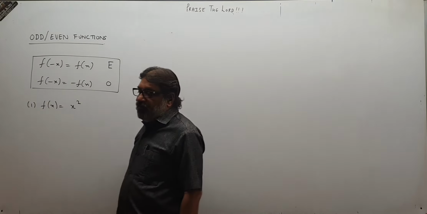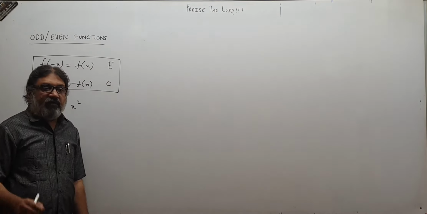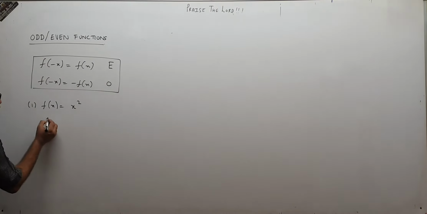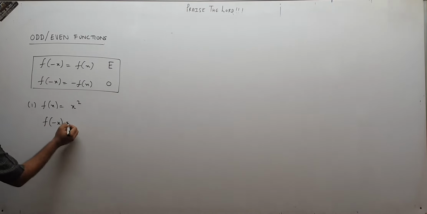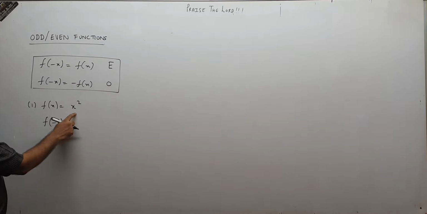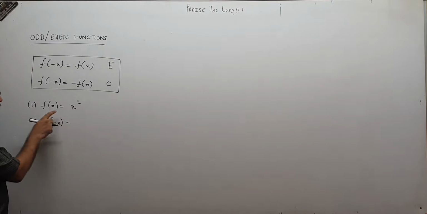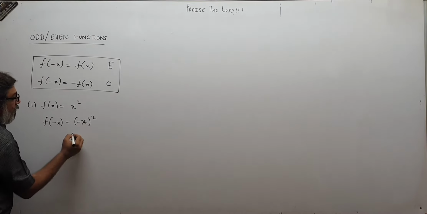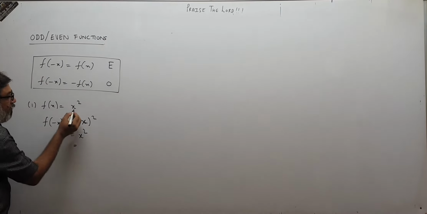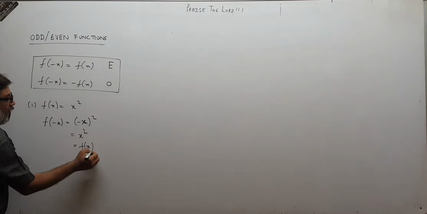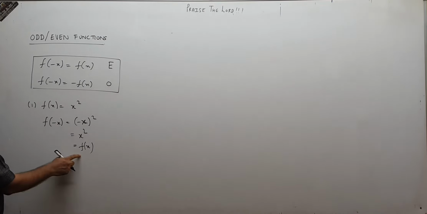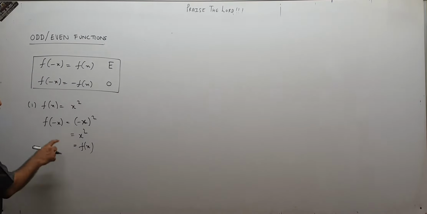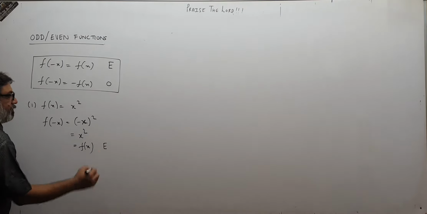So to check whether a function is even or odd, I will find out the value of f(-x). If f(x) is this much, f(-x) will be how much? Wherever there is x, I write -x. So this becomes (-x) whole square, and this is x square, and what is x square? f(x). So see children, f(-x) is f(x). So therefore this is an even function.